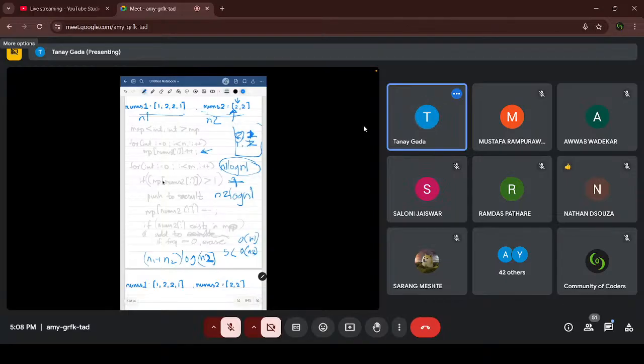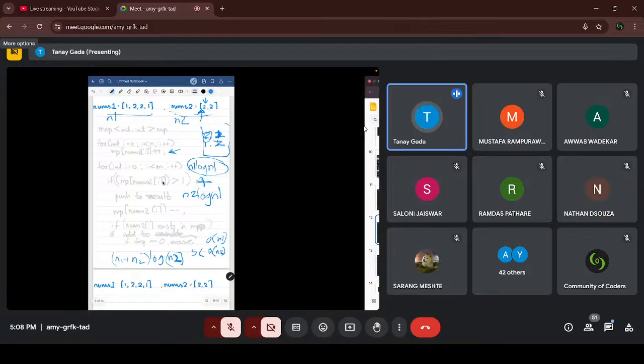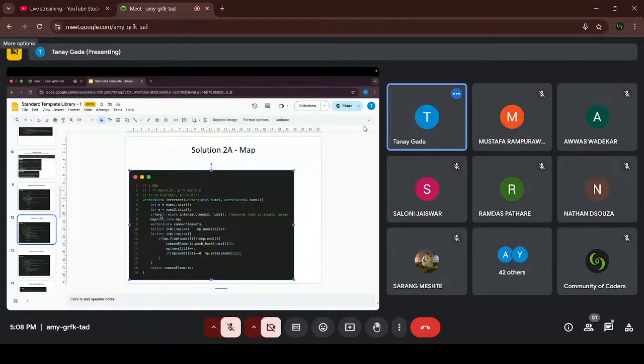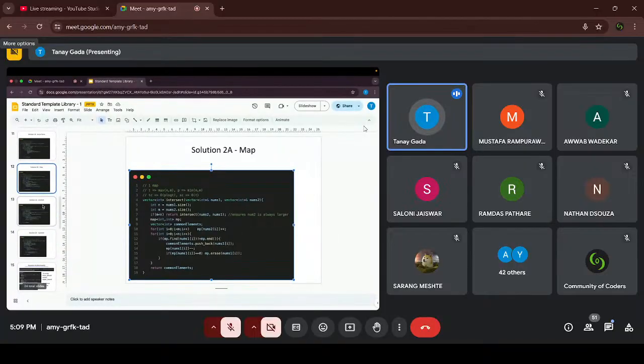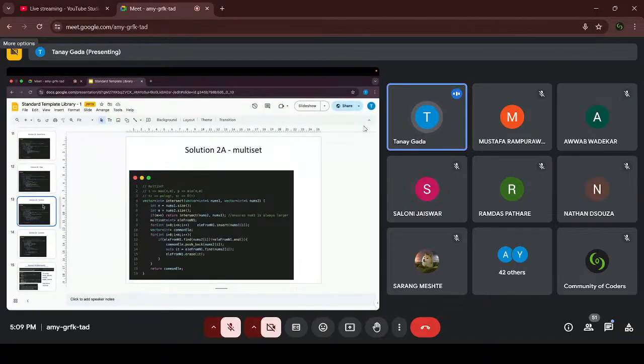But how do we do this in the code? This is a nice thing. We just check if nums1 is smaller, and then we can recursively call this function again, which just reverses nums1 and nums2. That is the implementation, otherwise you can do it with if else: if this is small, if this is large. And then we can also use a multi-map in this.